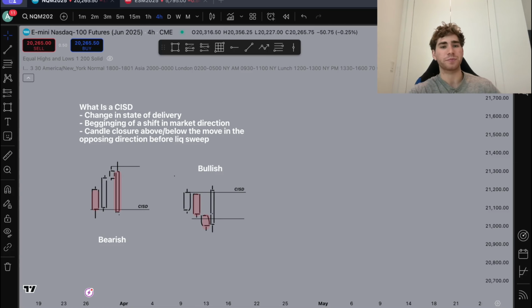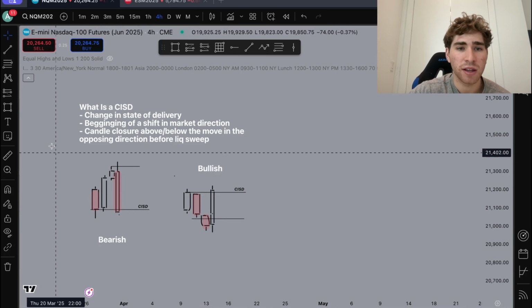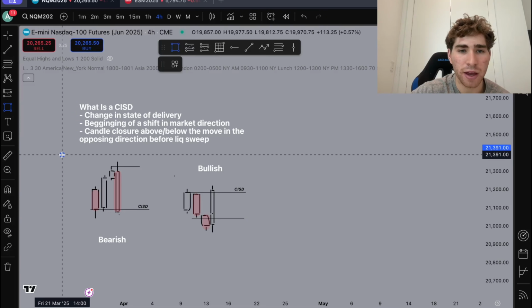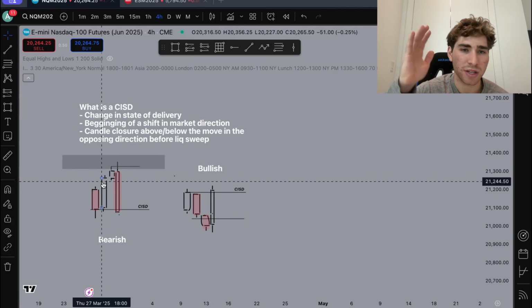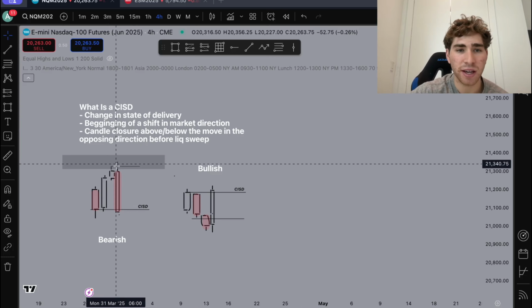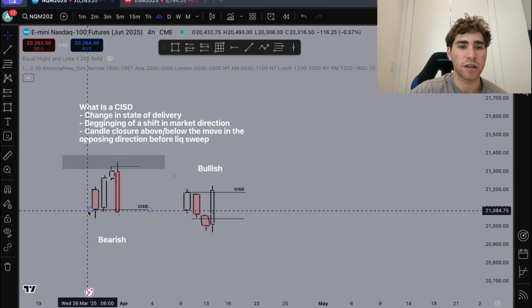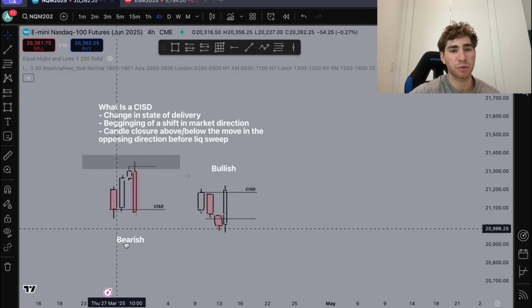So bearish CISD, let's just say we tap into a higher time frame PD array, like this 1 hour bearish fair value gap, for example. We take out buy side and then we close below the last move to the downside. Change in state of delivery, telling us price is ready to push lower.